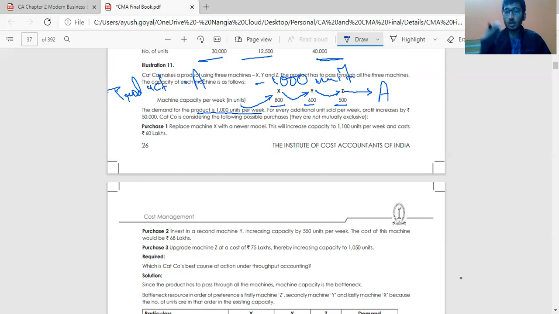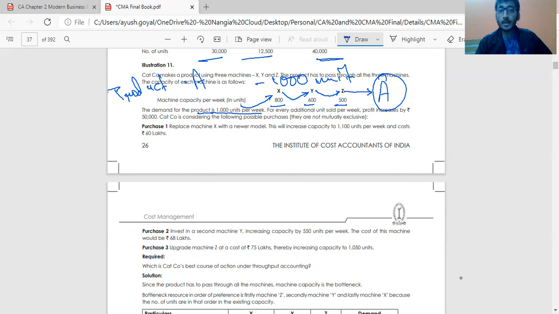So firstly, raw material goes to X, then from X to Y, then from Y to Z, and from Z we finally get finished good A. So this is the process. Now we require 1,000 units per week. It's been given to us that we require 1,000 units of A per week.